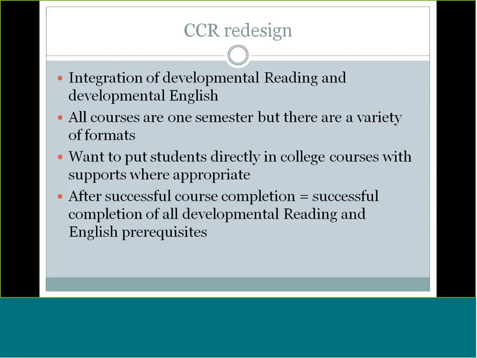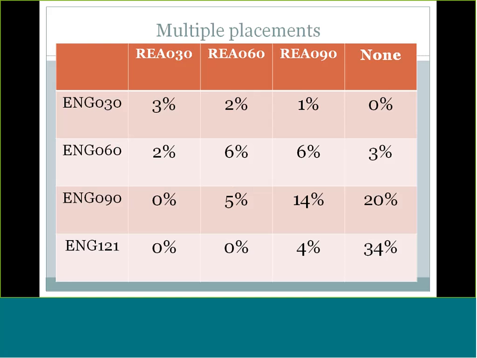But in looking at our data and looking at national data, we found that there are some students who look like they'll be much more successful in those mainstreamed models. And so to identify how we do that and what that looks like for us, we want to put many more students directly into that college course with additional supports. After successful completion of that single course, students have met all of their developmental reading and English prerequisites. And the reason for that is this picture.